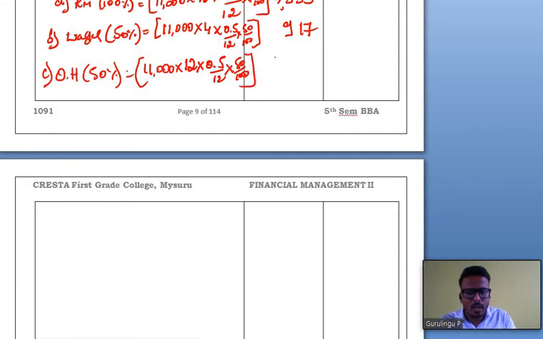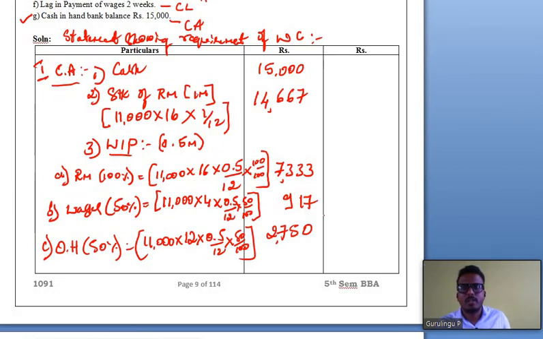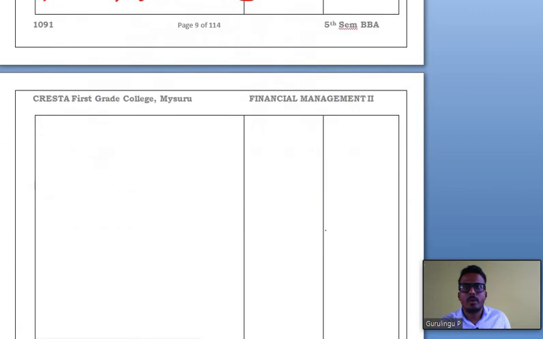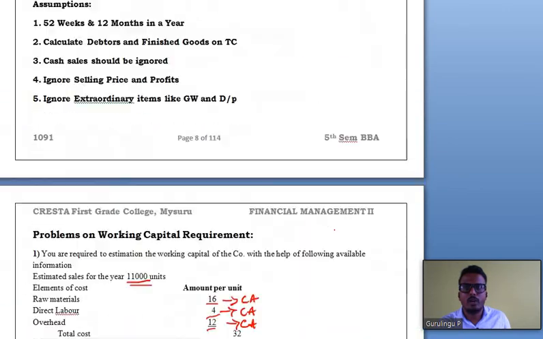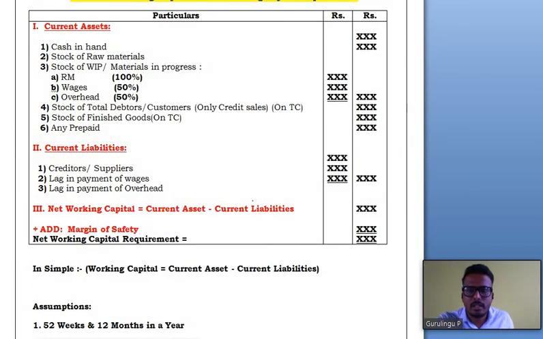We are done with cash, stock of raw materials, and stock of work in progress. Still we are supposed to take into account the debtors and also finished goods and any prepaid items. So we will go back to the solution quickly.